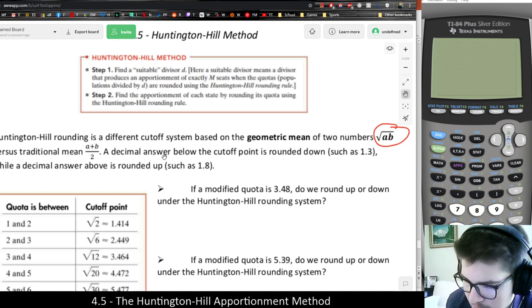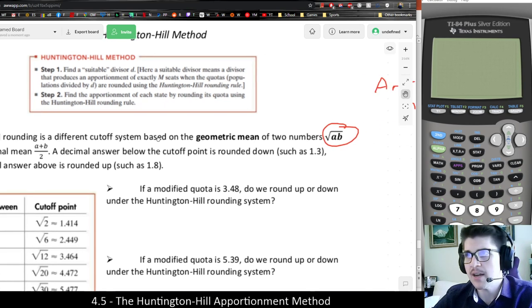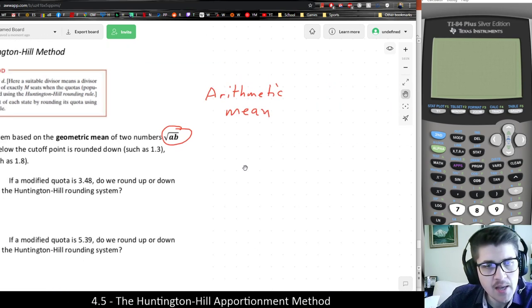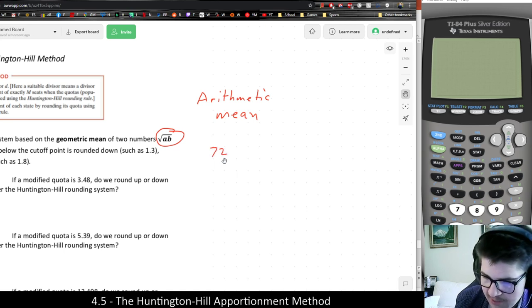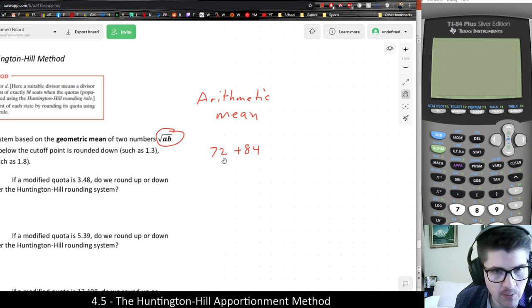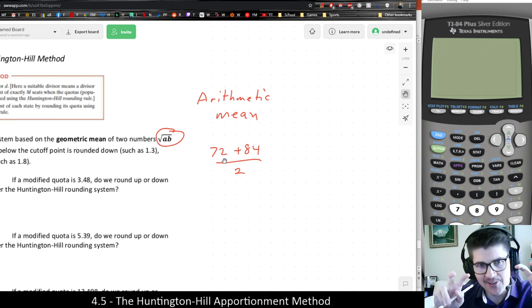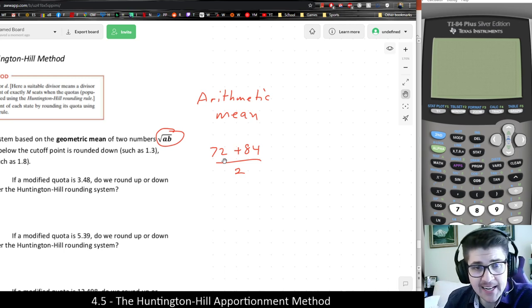An arithmetic mean is just another word for an average. Say, for example, you get a 72 and an 84 on your test. If you're thinking about what's my average score, everybody knows to add them up and divide by two, because that's how we average numbers. And that's technically right. That's the normal way that people find averages.